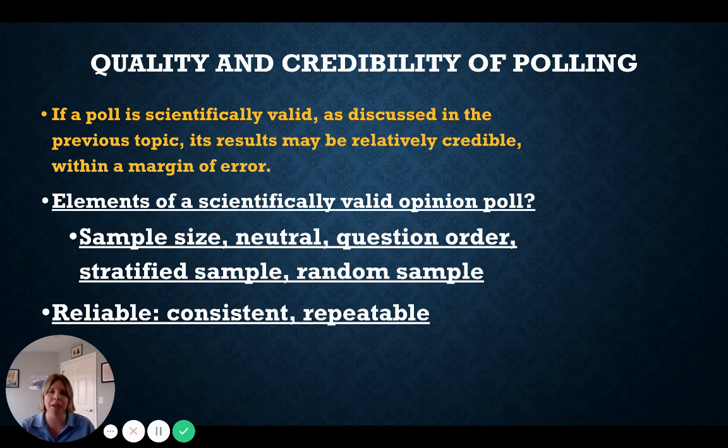Reliable just means that it's consistent and repeatable. So a pollster should be able to ask the same questions to a different group of people, but the same type of sample, and get fairly consistent results. If they're getting wide variances in their data, that shows there could be a problem with the questions or a problem with the samples that they're building.